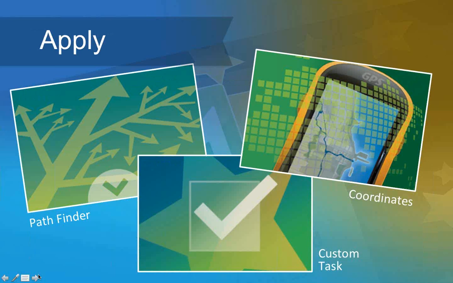Last but not least, we have our apply activity. And like I stated before, this apply activity is going to force the end user to apply all of the knowledge gained in previous activities into kind of one last hurrah. Here we can see some examples of those apply activities, such as Pathfinder, which is our scenario-based activity, the coordinates activity, as well as the custom task activity.